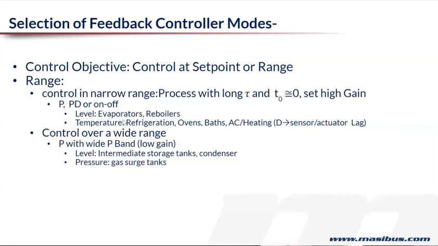Like evaporators or reboilers, or ovens and baths. The first is for level, the other is for temperature. They all classify for this type of setting, where controlling within a narrow range is fine. Take a temperature bath, for example. Most of the time, if you want to control it at say 200 degrees, controlling from 195 to 205 is also acceptable. So that range is acceptable.